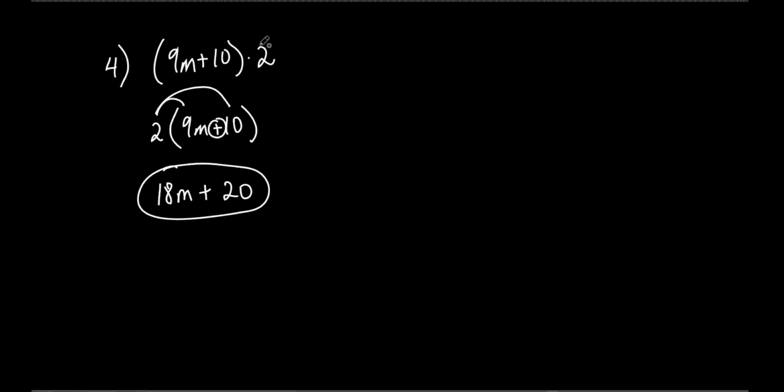If you wanted to distribute with this being on the right-hand side, you could, but you get the same thing, wouldn't you? Watch. 2 times 9m is 18m. 2 times 10 is 20. It's the same exact thing. It's just on the right-hand side. That's the only thing different.